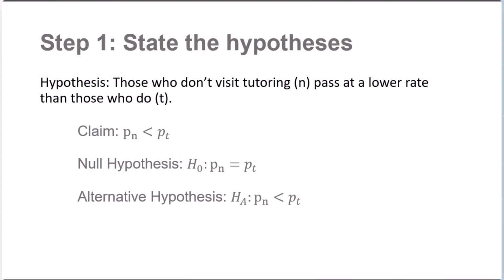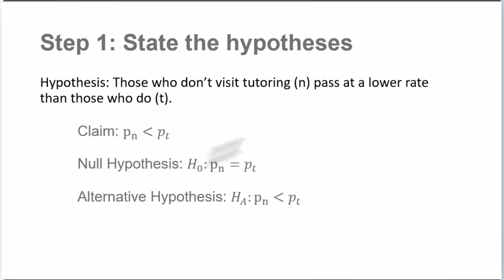The claim that we're making here is basically that when we compare the pass rates of the two groups, those who don't visit tutoring and those who do visit tutoring, the pass rate is going to be lower for those who don't visit tutoring. I'm calling that P sub n here. So our claim would be that P sub n is less than P sub t.